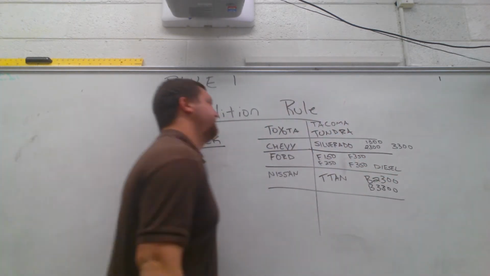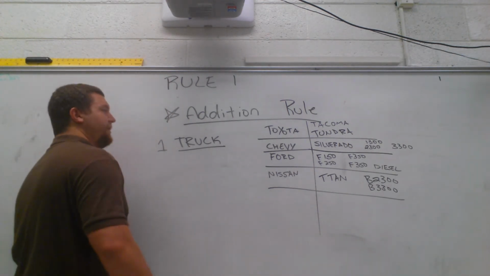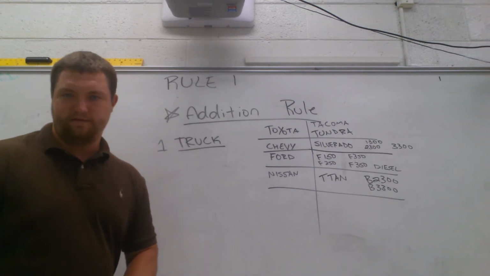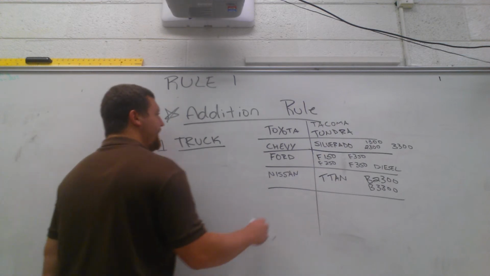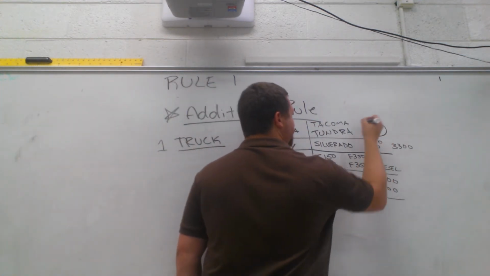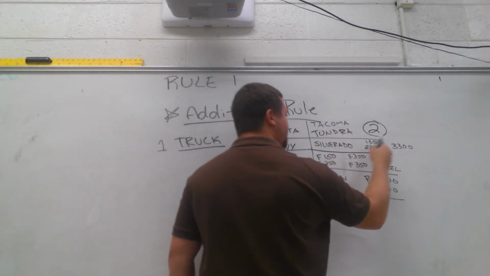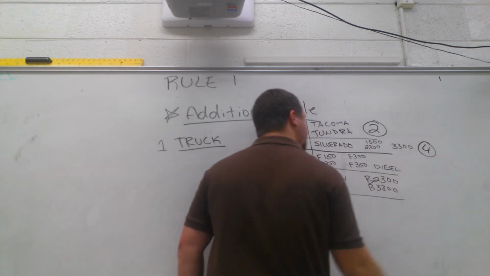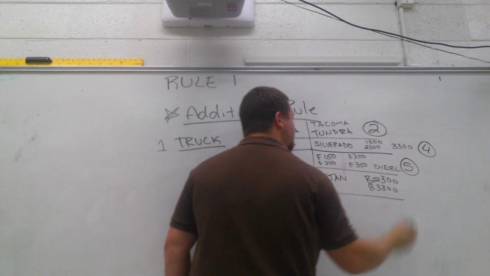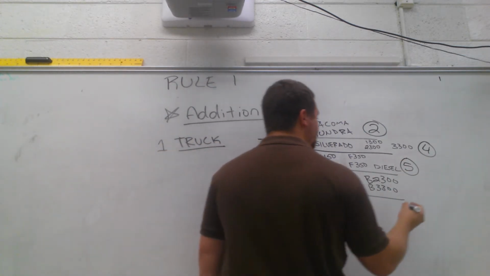Okay, so I want to pick a truck, one truck. Okay, I don't care what brand it is. I just want to know how many options I have. So, how many options do I have if I buy a Toyota? Well, I have two options. I have a Tacoma and a Tundra. If I buy a Silverado, I have 4 options. Okay? If I buy a Ford, 5 options. If I buy a Nissan, I can have a Titan, a B2300, a B3300. So I have 3 options.